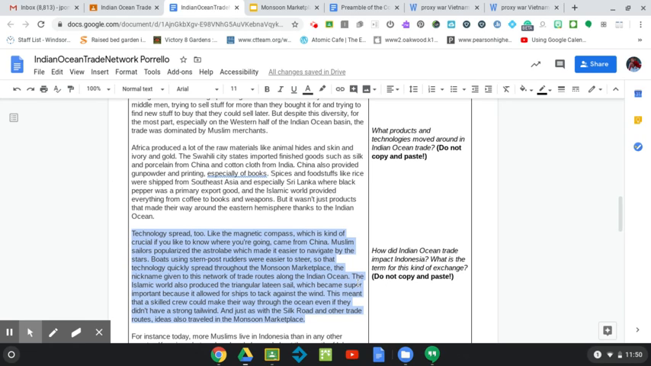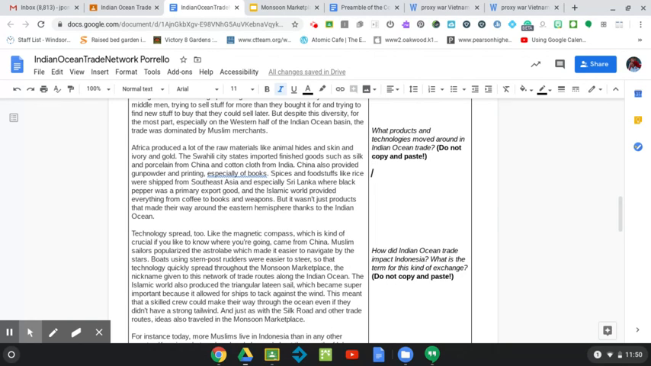The Islamic world also produced the triangular lateen sail, which became super important because it allowed ships to tack against the wind. This meant that a skilled crew could make their way through the ocean even if they didn't have a strong tailwind. And just as with the Silk Road and other trade routes, ideas also traveled in the monsoon marketplace. Well, so what technologies moved around the Indian Ocean trade?